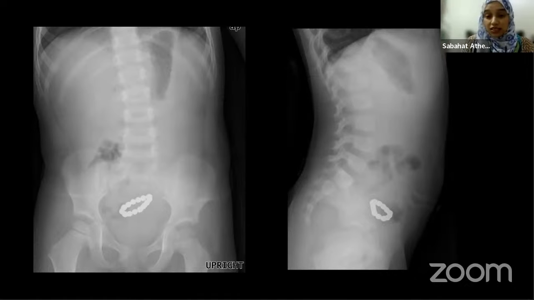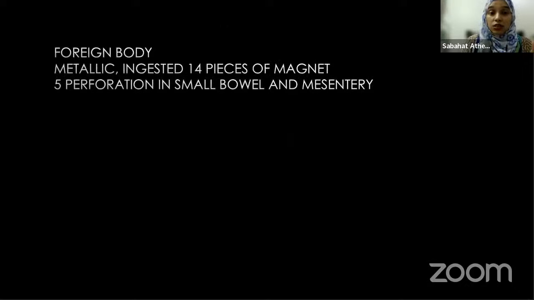Now the pediatric surgery pushed the parents that the child has to go to the OR, and they took out 14 pieces of magnets, and there were 5 perforations. So at times, even when you know what is the right management to do, you cannot manage the patient without the consent. And as the parents were not ready to give the consent, the poor child had an extensive surgery, but was fine later on. Okay, so well done, everyone.